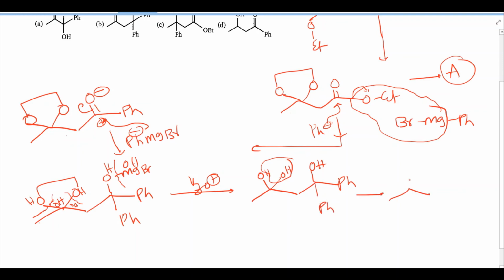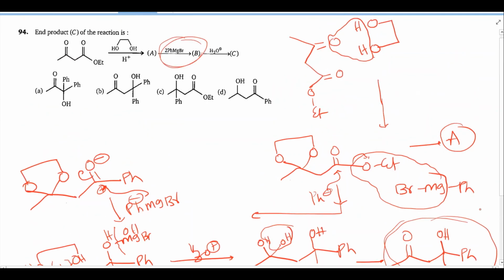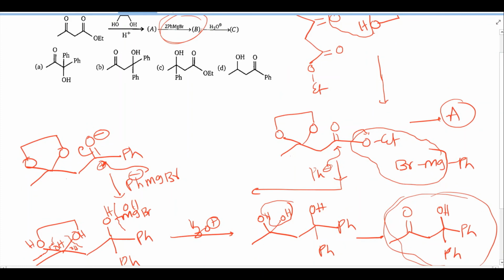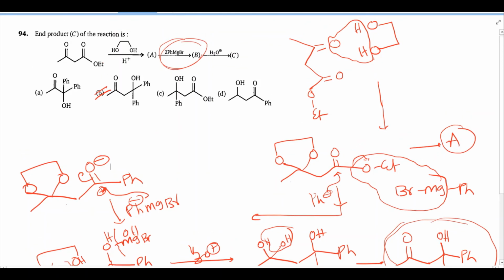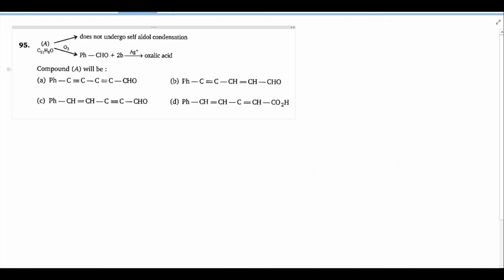Then the final product, so double bond O here. So this is Ph, here OH is there. So down also Ph is there. So this is our final product. Okay. So after such a long mechanism, you are going to get that one. So the correct answer is B option. Okay, so this is question number 94, B option. Yes. Question number 95.